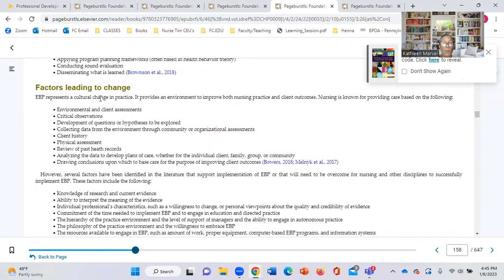Okay, so we know that evidence-based practice represents a cultural change in practice. It provides an environment to improve both nursing practice and client outcome. As nurses, we're known for providing care based on the following: observations, assessments, hypotheses, collecting data. This is our ADPIE. History, physical assessment, review of health records.